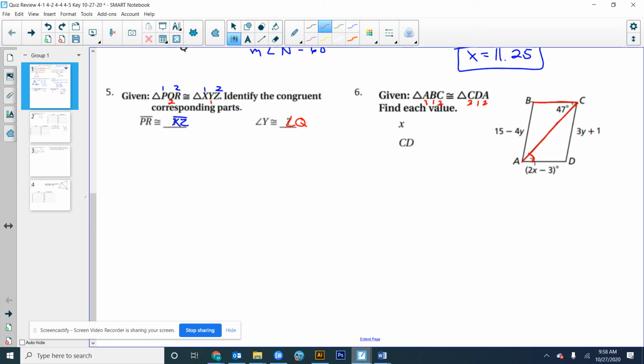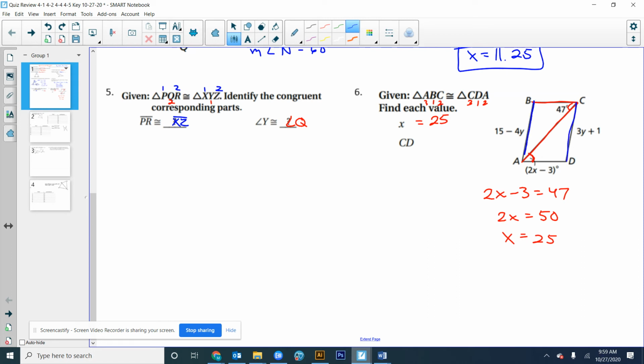BCA is 47. So I'm going to set 2x minus 3 equal to 47. Add 3. Divide by 2. X is 25. Not degrees. X is not an angle measure. All right, just 25.